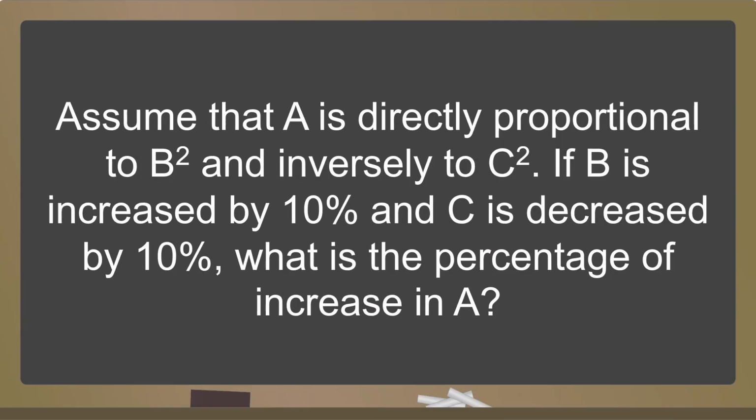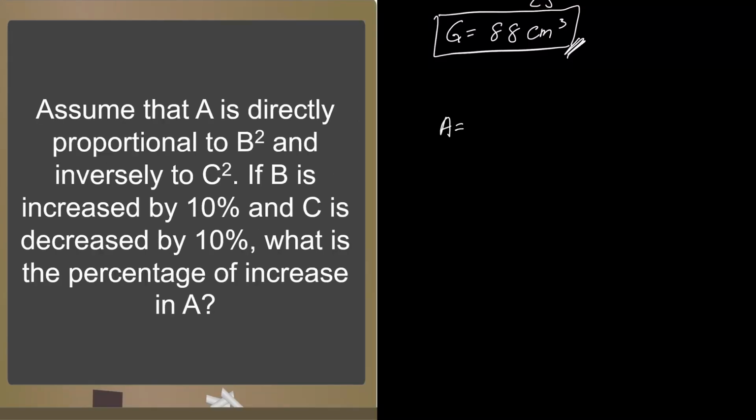Our third and relatively difficult example: assume that A is directly proportional to B squared and inversely to C squared. If B is increased by 10% and C is decreased by 10%, what is the percentage of increase in A? Let's not get too intimidated by the given values because there's a square in the given. Okay, so first, let's write the equation. From the given, we can say that A is equal to K times B squared over C squared.